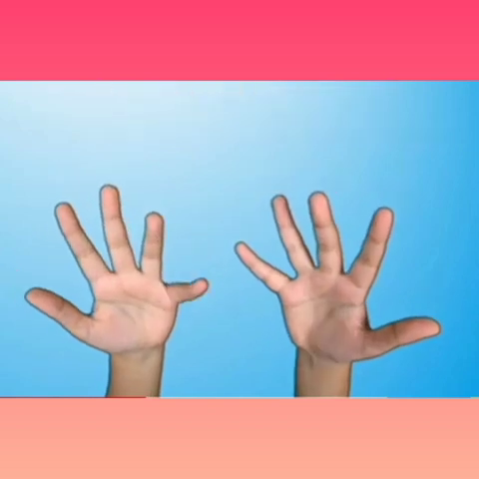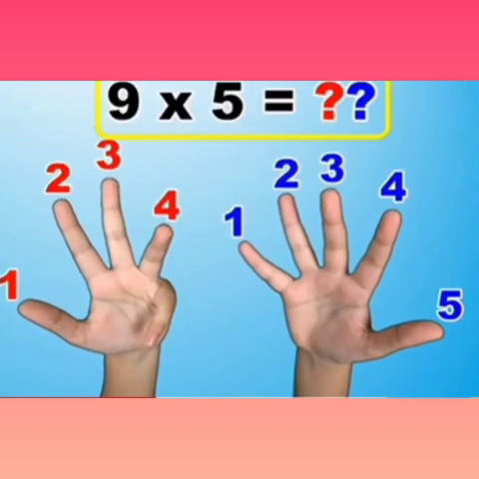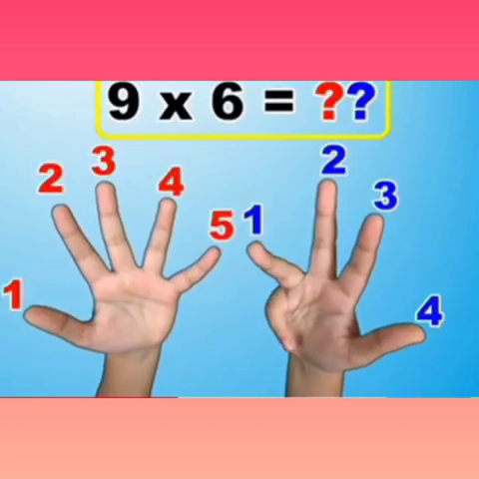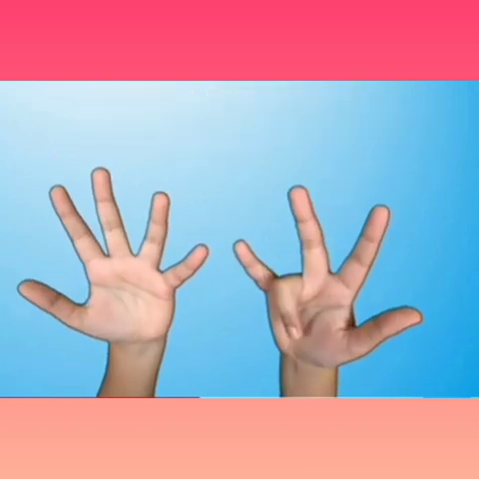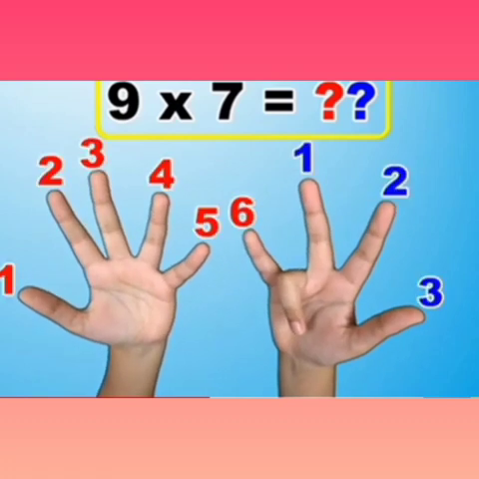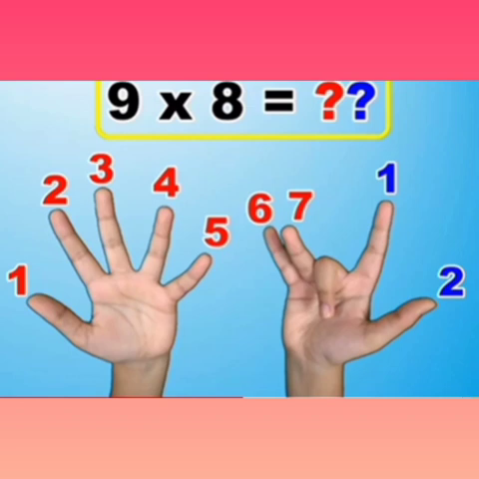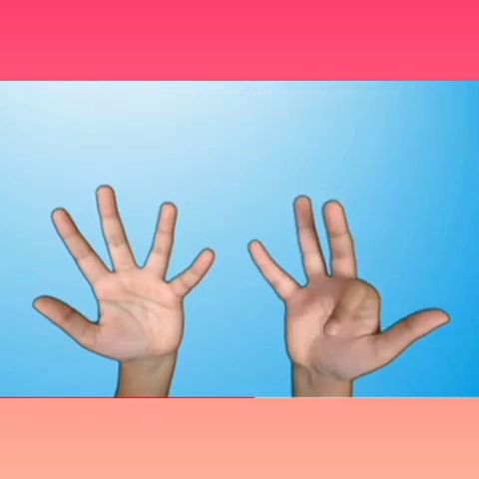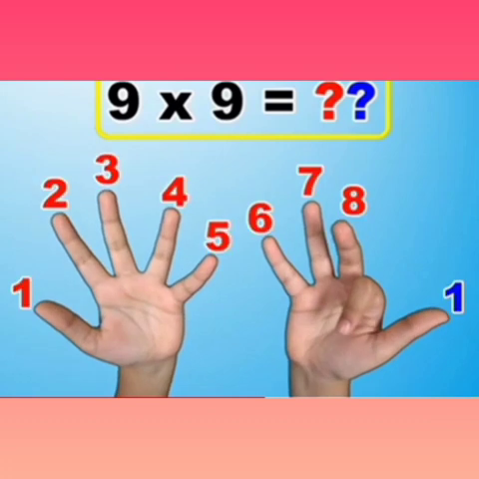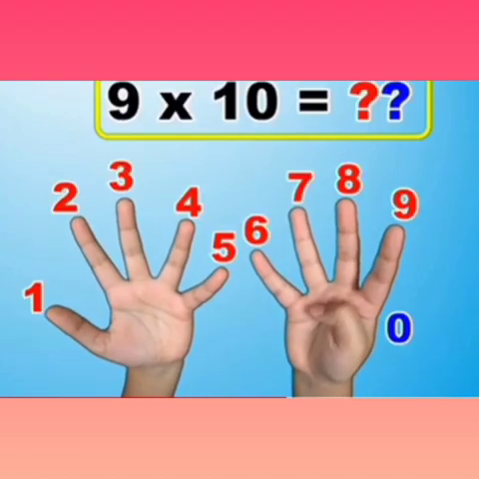36. 9 times 5 is 4, 5. 45. 9 times 6 is 5, 4. 54. 9 times 7 is 6, 3. 63. 9 times 8 is 7, 2. 72. 9 times 9 is 8, 1. 81. And finally, 9 times 10 is 9, 0, 90.